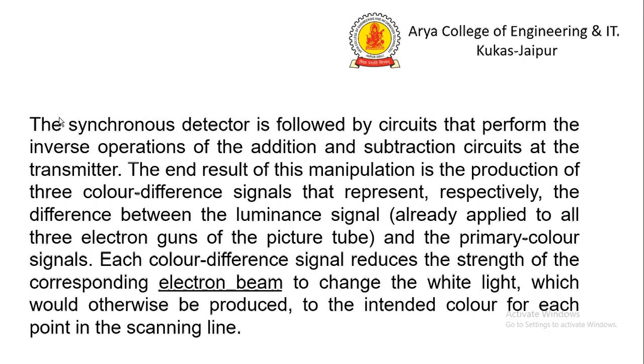The synchronous detector is followed by circuits that perform the inverse operation of the addition and subtraction circuit at the transmitter. The end result of this manipulation is the production of three color difference signals that represent respectively the difference between the luminance signal and the primary color signal. Each color difference signal reduces the strength of the corresponding electron beam to change the white light, which would otherwise be produced, to the intended color for each point in the scanning line.